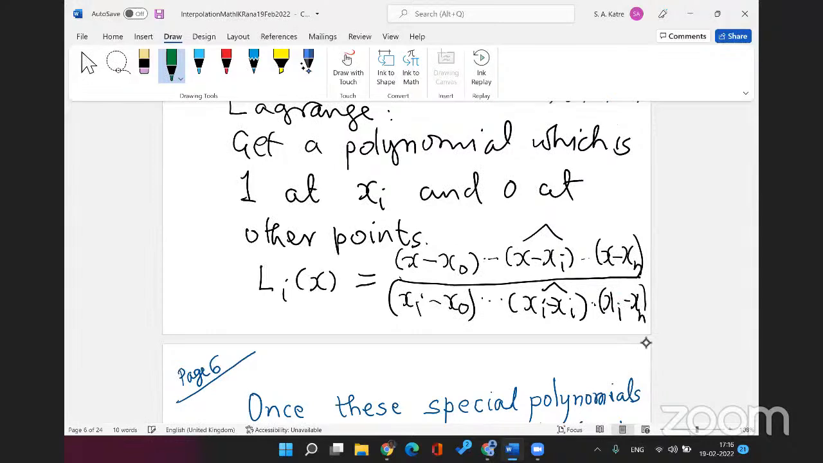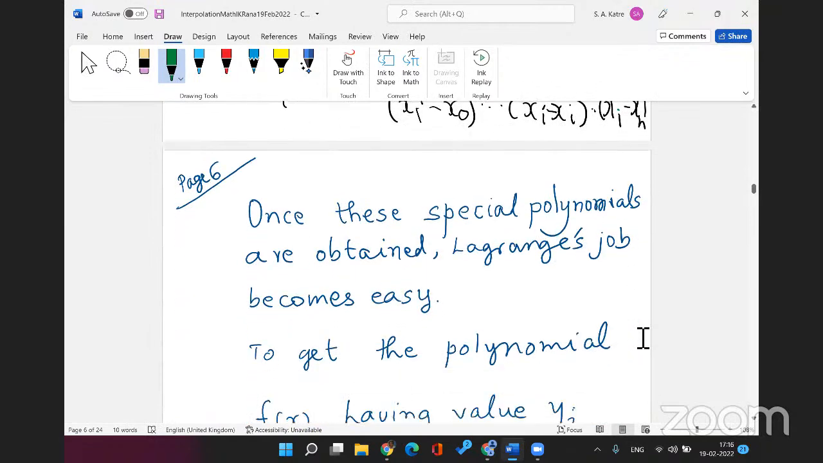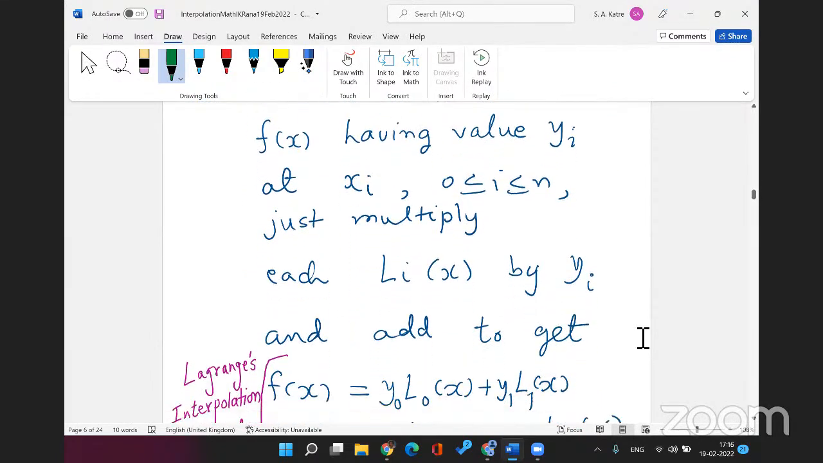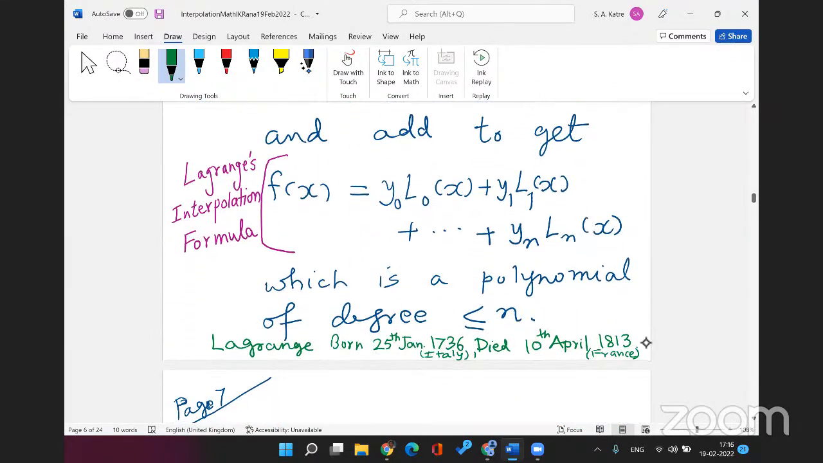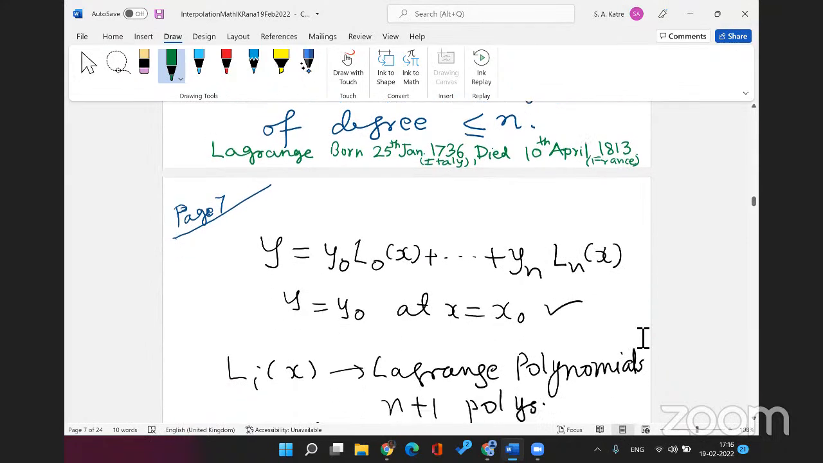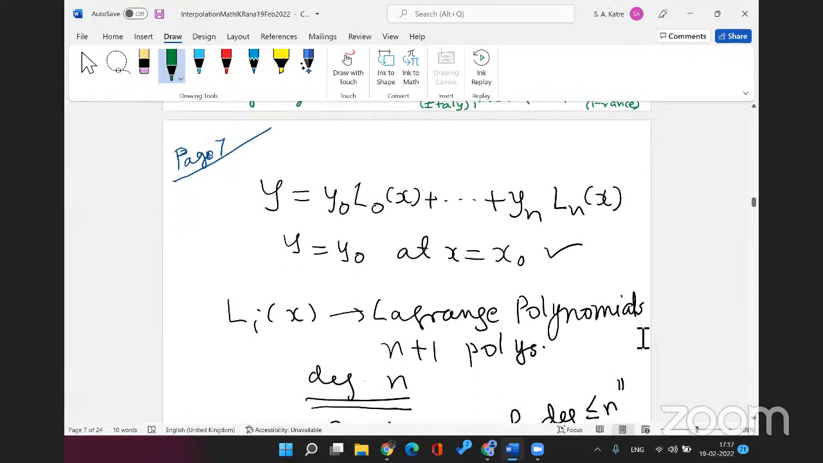And once you do that, the answer is similar to this y0 L0 plus y1 L1. So these special polynomials, once you use these, Lagrange's job actually becomes very easy. Lagrange has f(x) equal to y0 L0 plus y1 L1 plus up to yn Ln. And at x equal to x naught, the value will be y naught, because at x naught, L naught of x naught is 1, and the remaining things are 0. L1 of x naught is 0, L2 of x naught is 0, and so on. So y equal to y naught at x equal to x naught.